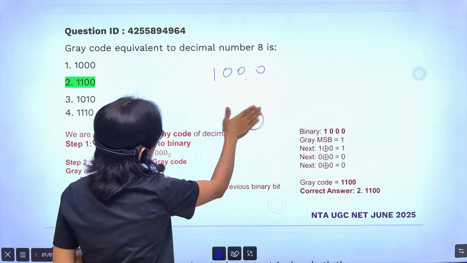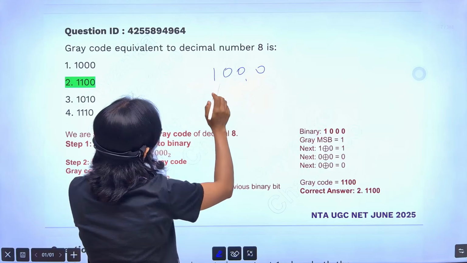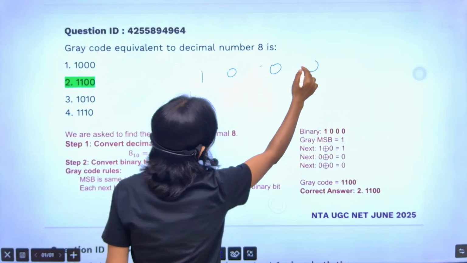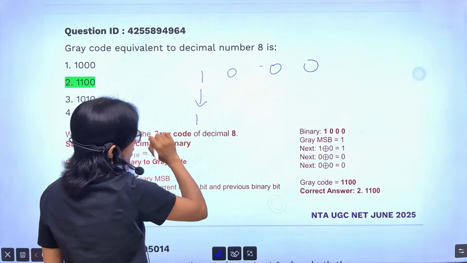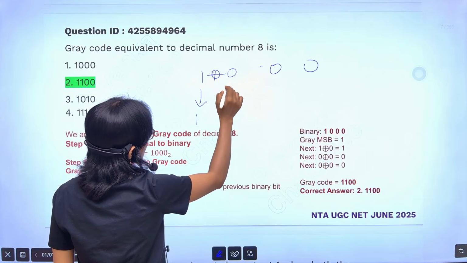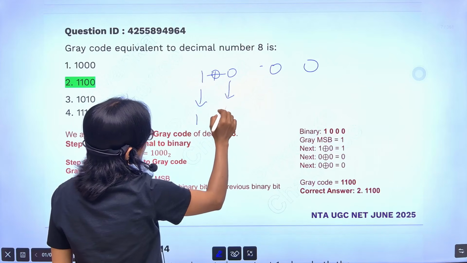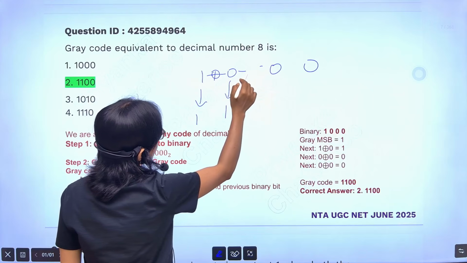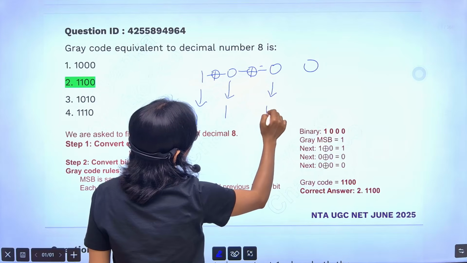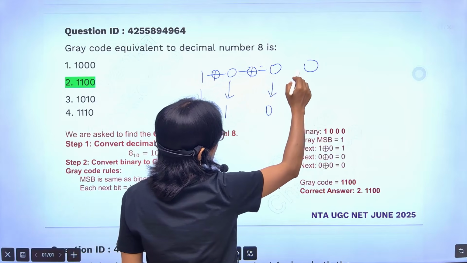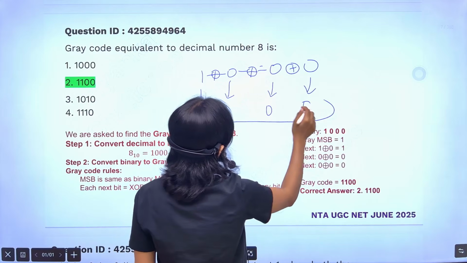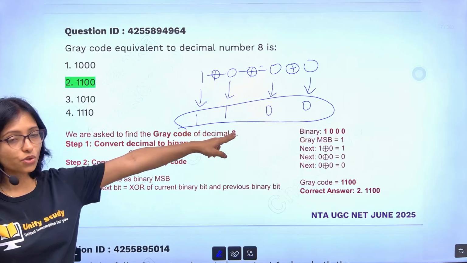Sorry. This is binary to gray, so yes, we have to do it in parallel. 1 0 0 0. That means I have to write 1. And then we have to do the XOR operation here. Then 1 and 0, that is 1. Then here to here I have to do the XOR operation. That means 0 0 is 0. And again between 0 and 0 I have to do the XOR operation. That means 0. So that's why your answer is 1 1 0 0.